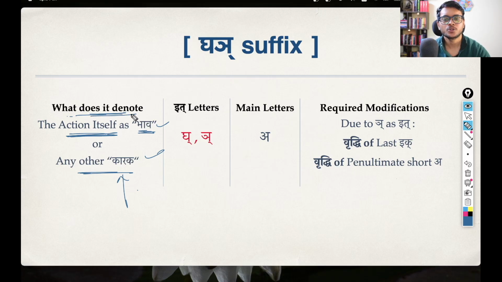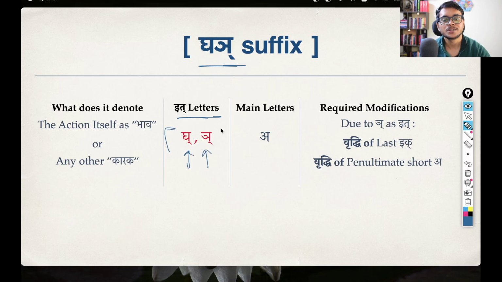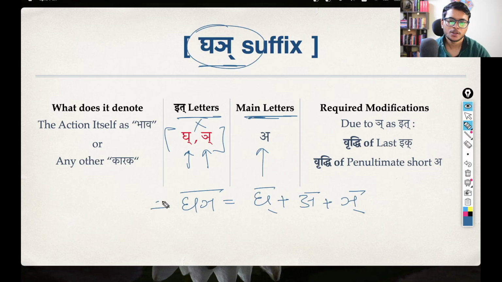Okay, so what does it denote? It is similar to what we saw in the previous video. What are the it letters? For this particular suffix, the gha and the nya, both these are the it letters. So what is the main letter? What remains? I hope this is clear that gha and nya are the it letters. What remains is this a. So a is the main content for this suffix.